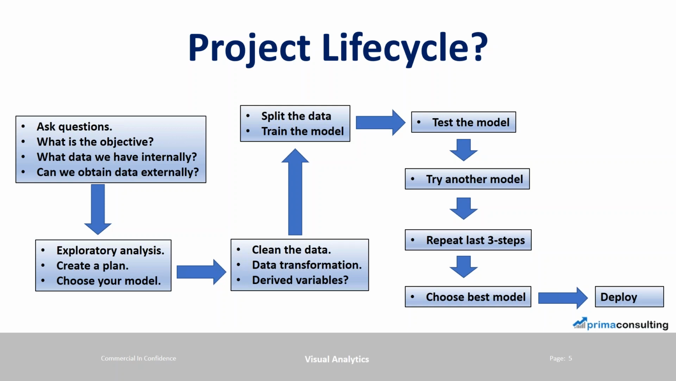in data science. Once you test it, you try another model and you repeat these last two or three steps, the splitting of the data and training and testing, to choose the best model. And once you have a model which you can trust, then you deploy it all over your business. So that's, in a gist, what a data science project lifecycle looks like.